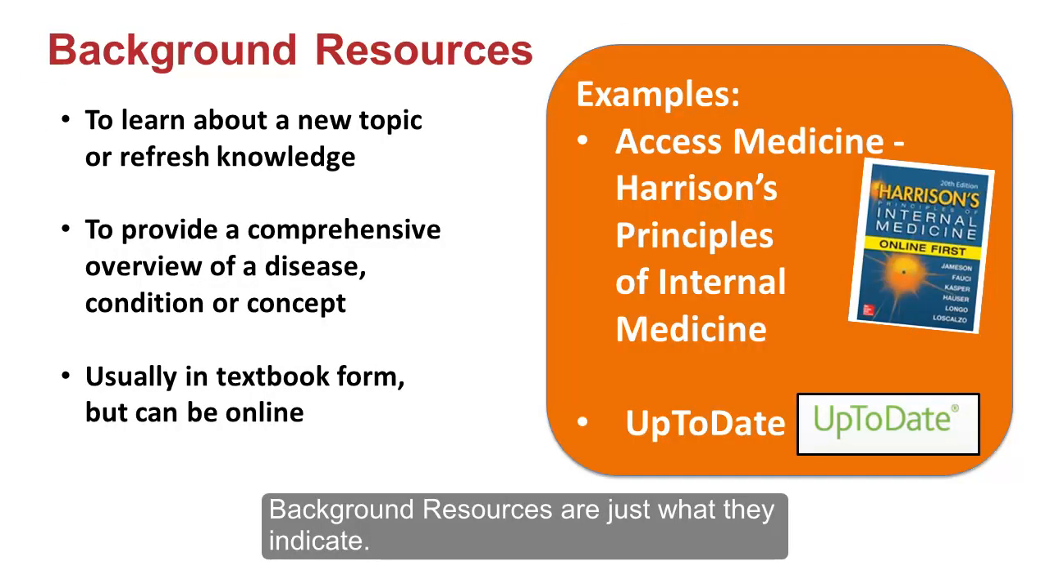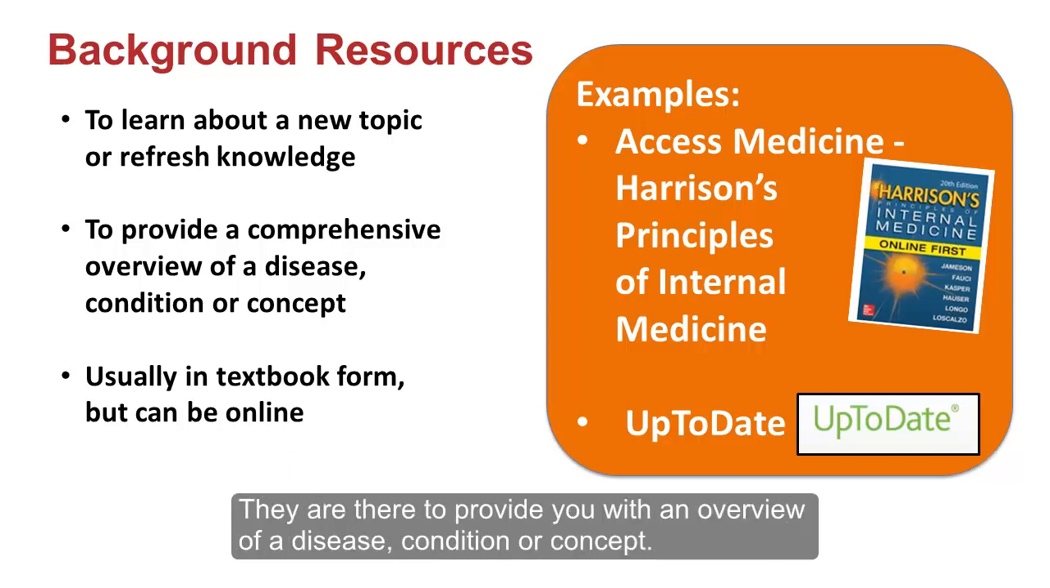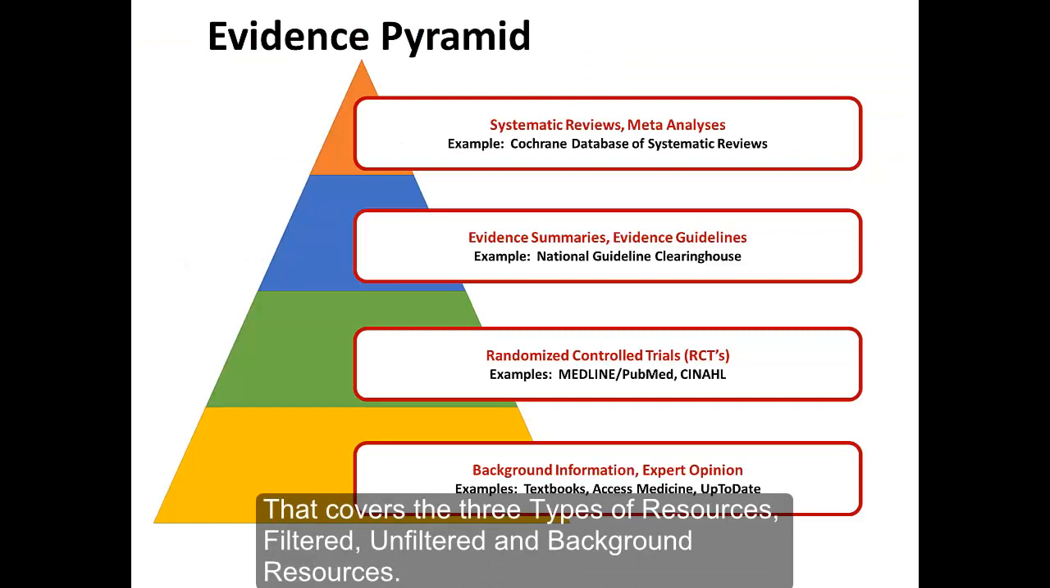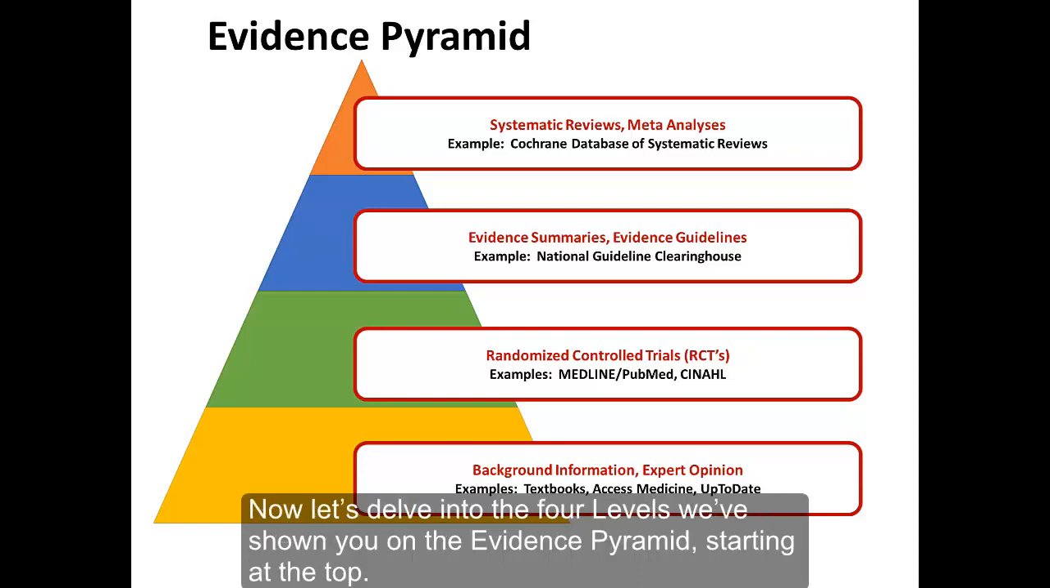Background resources are just what they indicate. They are there to provide you with an overview of a disease, condition, or concept. Textbooks are one of your best sources of background resources. That covers the 3 types of resources: filtered, unfiltered, and background resources. Now let's delve into the 4 levels we've shown you on the evidence pyramid, starting at the top.